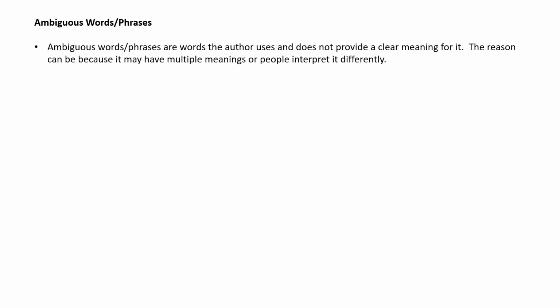Ambiguous words and phrases are words that the author uses and does not provide a clear meaning for. The reason can be because it may have multiple meanings or people may interpret it differently, okay? So most of the time, ambiguous words are too broad and they're not specific. So what do I mean when I say that?